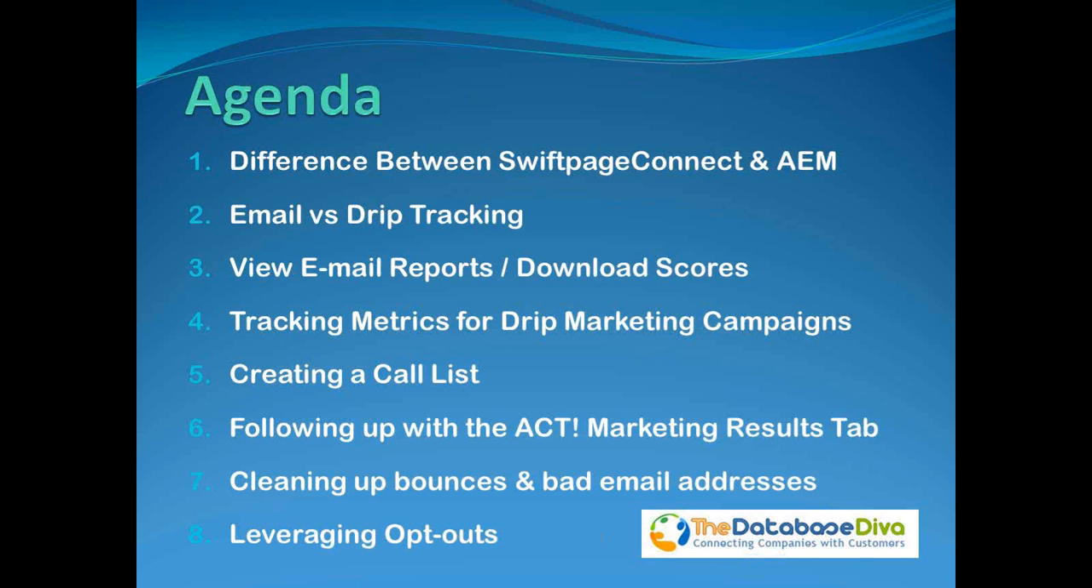Number four, tracking metrics for drip marketing campaigns. The way that you look for results in drip is very different. How to create a call list to do your follow-ups. Following up using the ACT Marketing Results tab, which allows you to do your follow-ups within ACT. And then lastly, some cleanup stuff, cleaning up bounces and bad email addresses so that you can leverage those plus opt-outs to really maximize and optimize your sales calls.